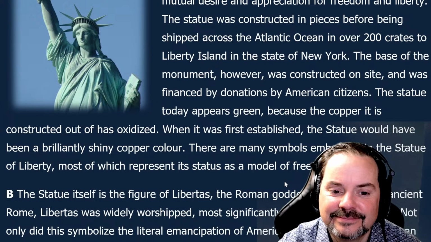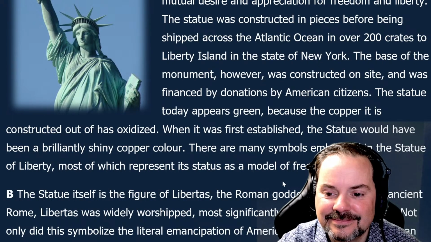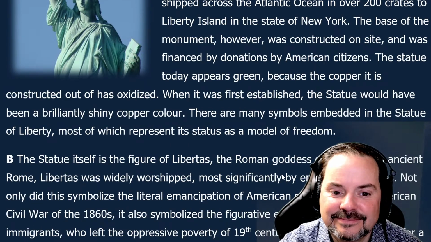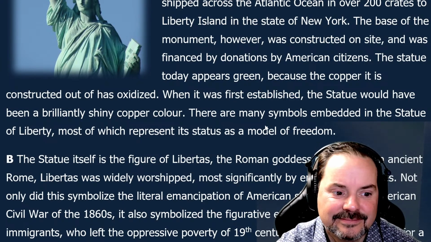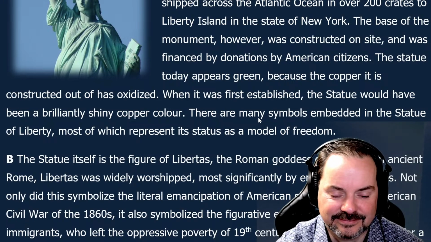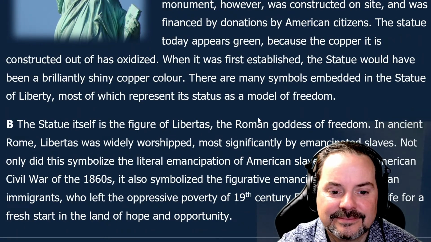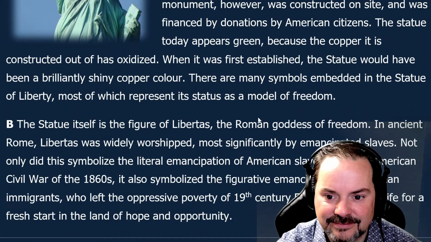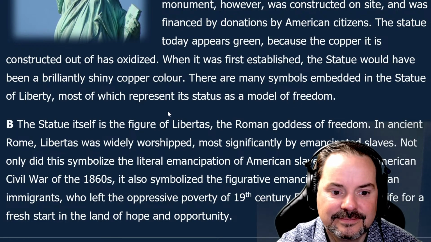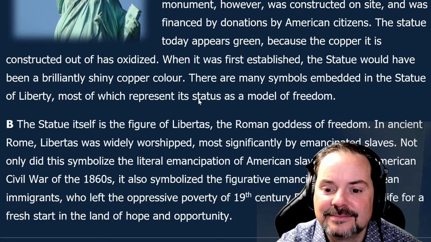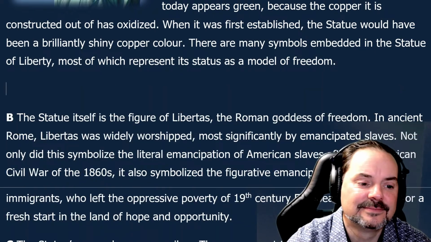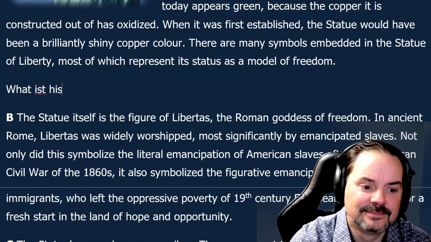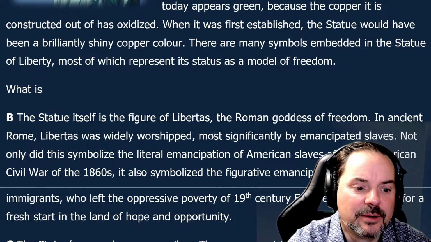The base of the monument, however, was constructed on site and was financed by donations by American citizens. The statue today appears green because the copper it is constructed out of has oxidized. When it was first established, the statue would have been a brilliantly shining copper color. There are many symbols embedded in the Statue of Liberty, most of which represent its status as a model of freedom. Okay, now keep reading what I'm writing.